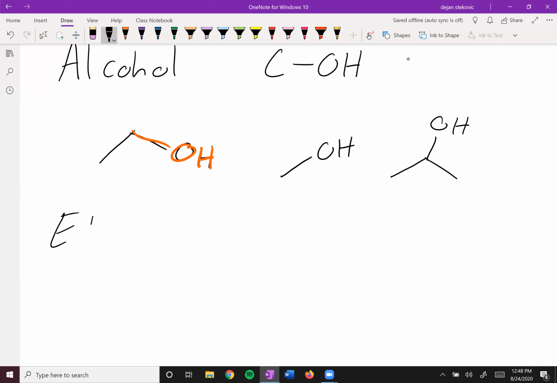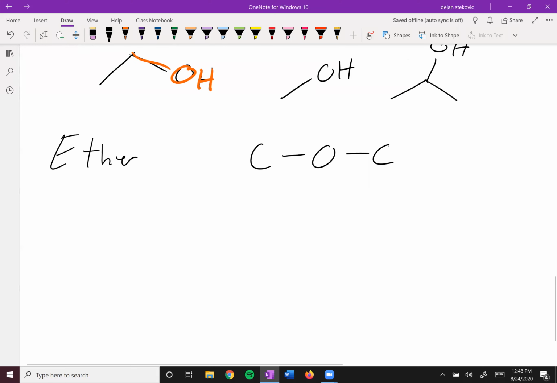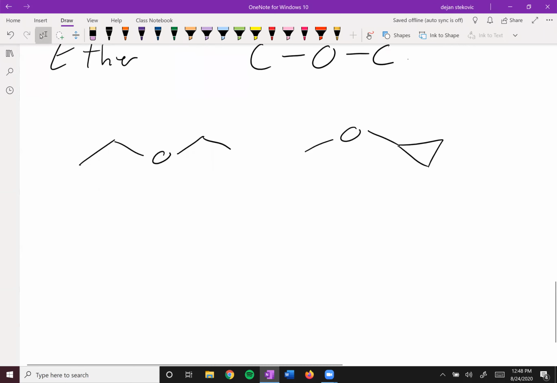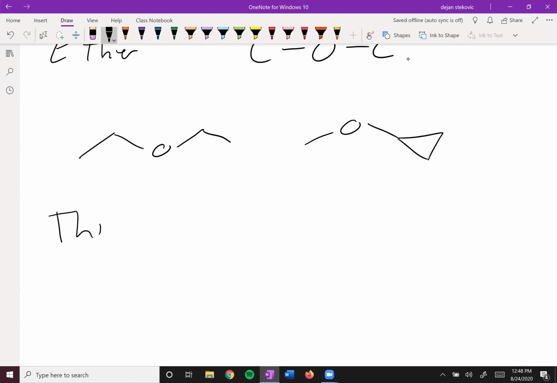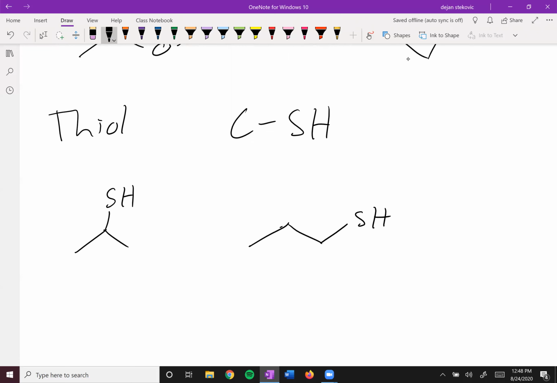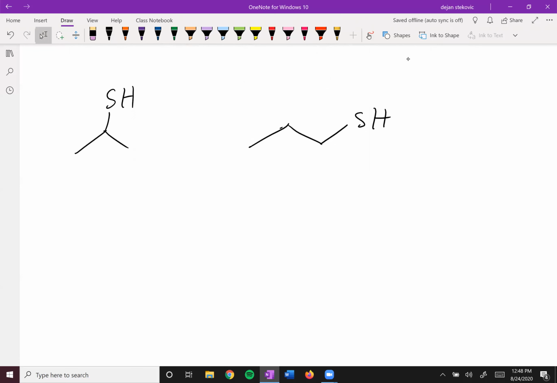Next up, we have an ether. Here we have a carbon-oxygen-carbon type of bond. So we could have something like this, right? Or vary the functional groups on here. You can put whatever you want, but you need carbon, oxygen, carbon. Next up, we have a thiol. A thiol is very similar to an alcohol, except it switches the oxygen for a sulfur. So we have a C-SH bond. Something like that, or maybe something like that. Thiols often smell bad. So that's a cool little fun fact for you.